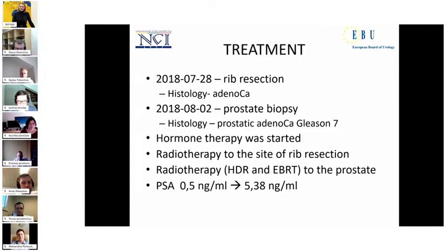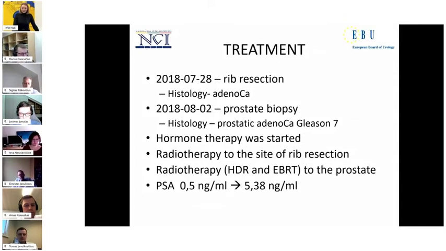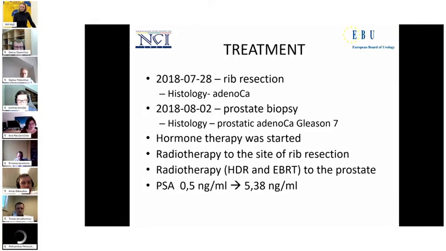So the treatment for the patient was started. Hormone therapy was prescribed, and he also received radiotherapy to the site of the rib resection. Later, radiotherapy to the prostate with HDR and external beam radiotherapy. His PSA level dropped to 0.5. However, later it started rising again to 5.3 nanograms per milliliter.